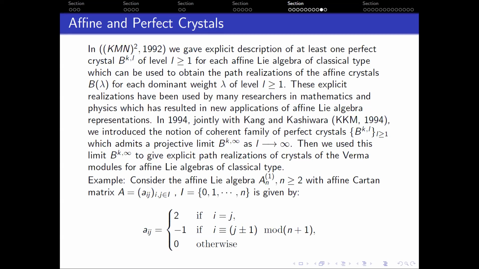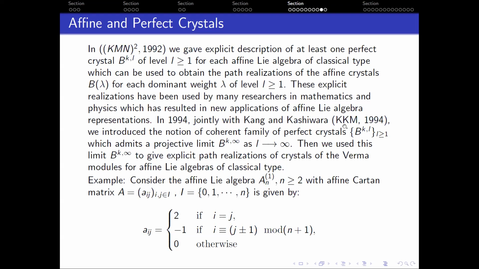And again, for those of you who know some things about this, the Verma module as a vector space is isomorphic to the negative part of the quantum group. And Kashiwara had just proved the existence of a crystal base for it. Okay. So of course, our natural question was, can we give a path realization? And that led us to the definition.